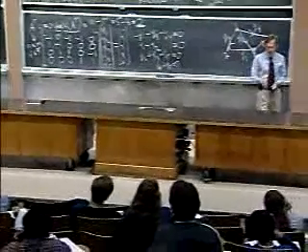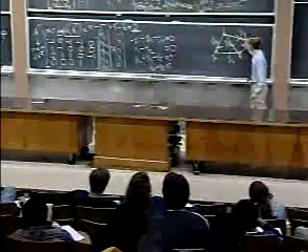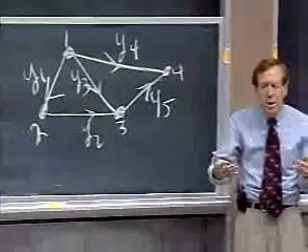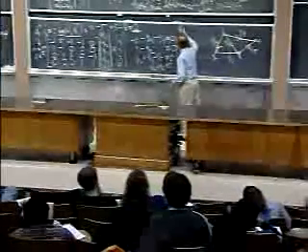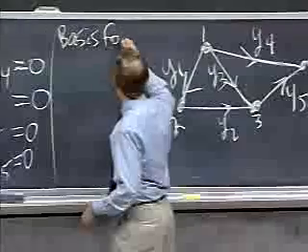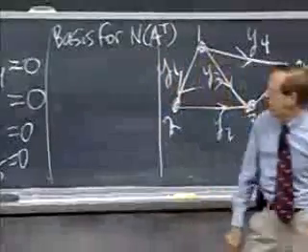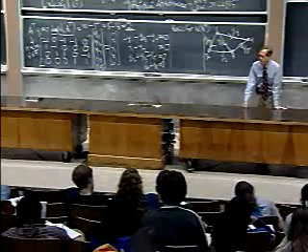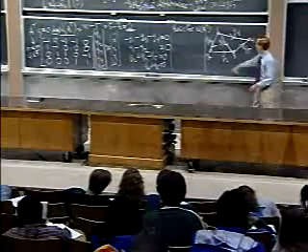Again, my question is, what is a solution Y? How could current travel around this network without collecting any charge at the nodes? Tell me a Y. Okay. So a basis for the null space of A transpose. How many vectors am I looking for? 2. It's a 2-dimensional space. My basis should have 2 vectors in it. Give me 1. One set of currents.